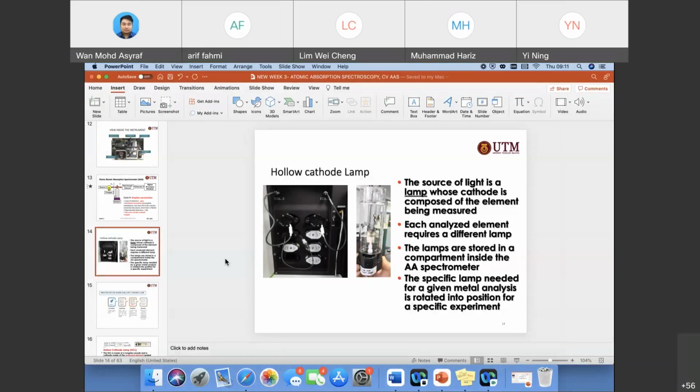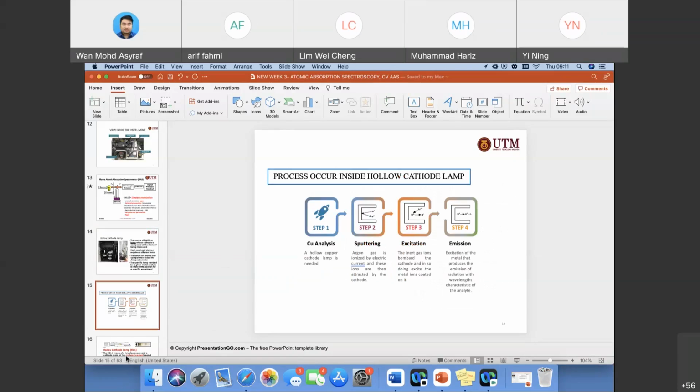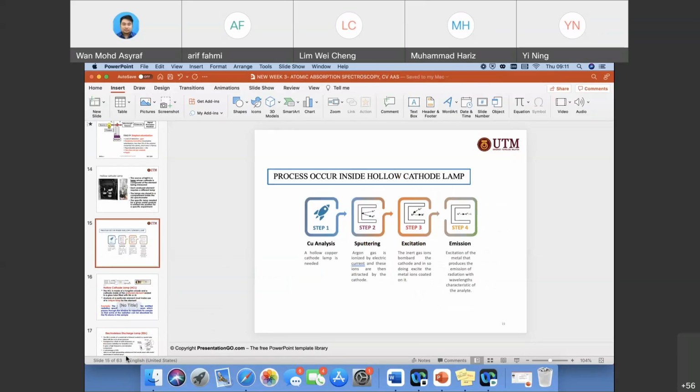Okay, so does the hollow cathode lamp allow simultaneous analysis as ICP allows? Okay, so you need to know about this. And I've also explained the processes that occur inside the hollow cathode lamp. The hollow cathode lamp contains inert gases such as argon, which bombard your cathode, which contains the element of interest, and then what happens: excitation and then emission. Okay, so you need to know about all of these processes.